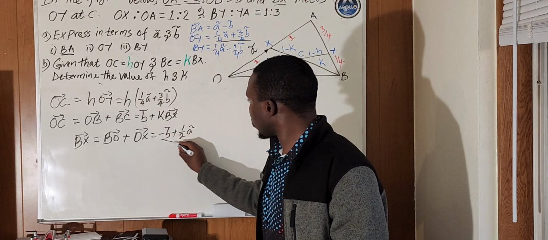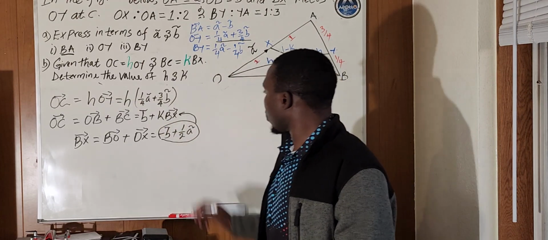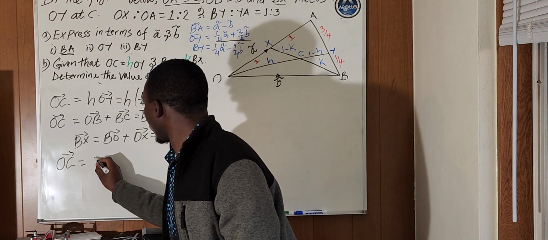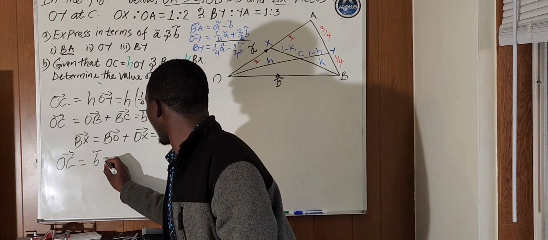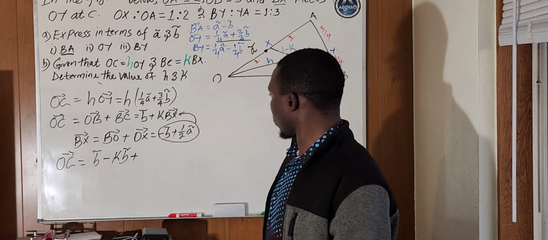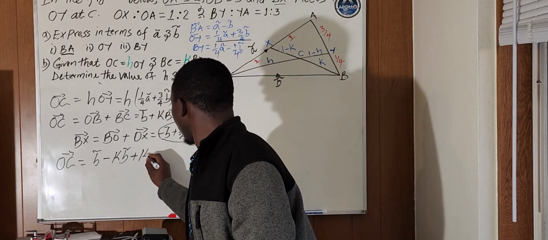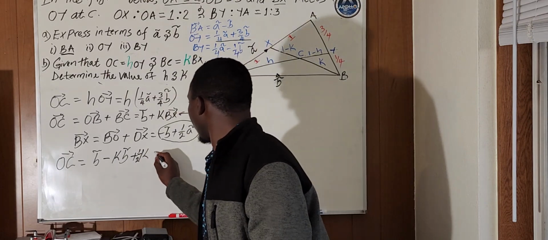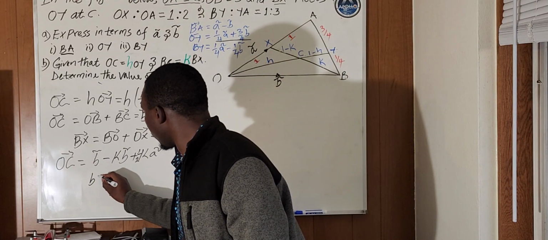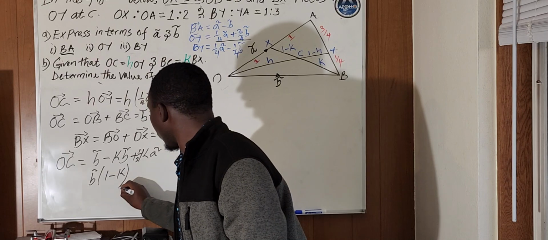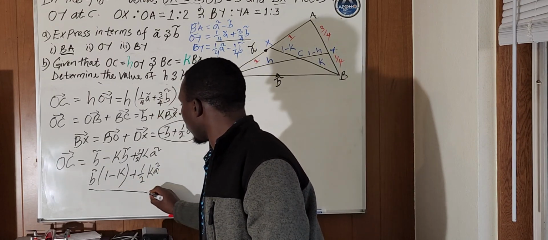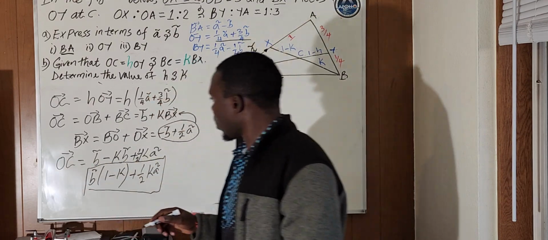So if we substitute this right here, we will get that OC is equal to vector B minus, now K times this will give us K vector B, plus K, this is the half here, half K vector A. So if we factor out, this will be vector B into 1 minus K plus half K vector A. This is the second expression for OC.